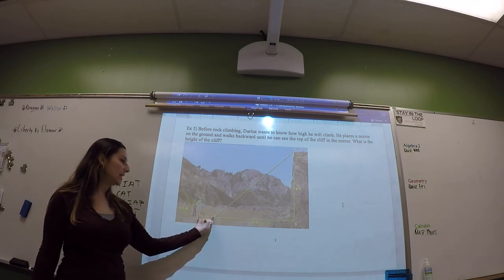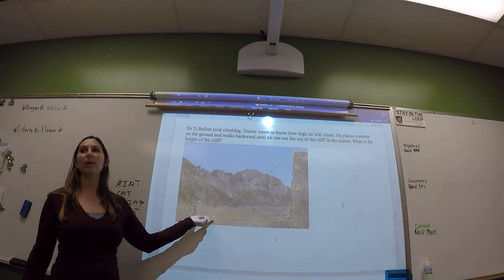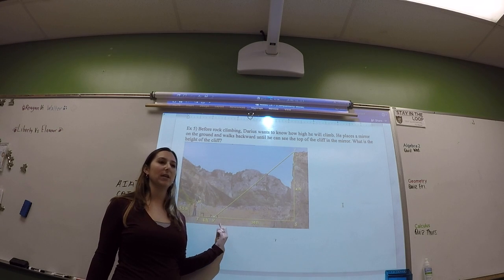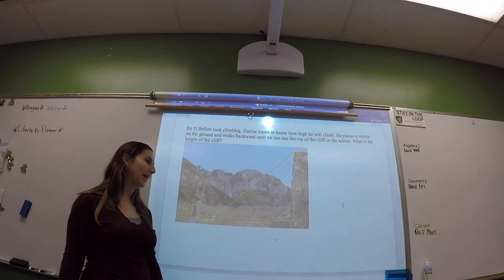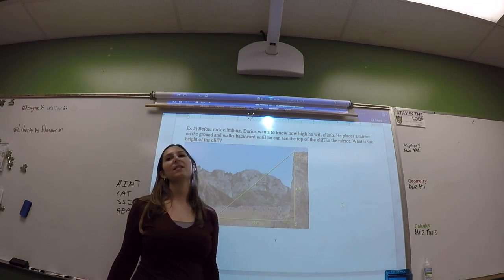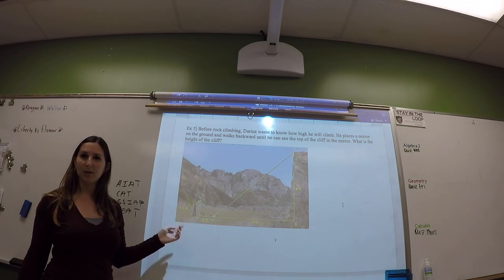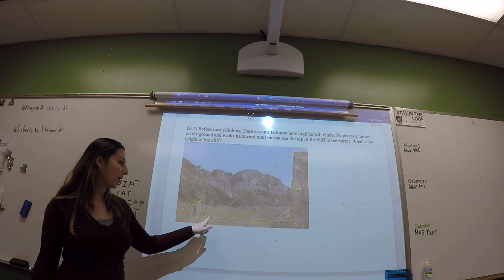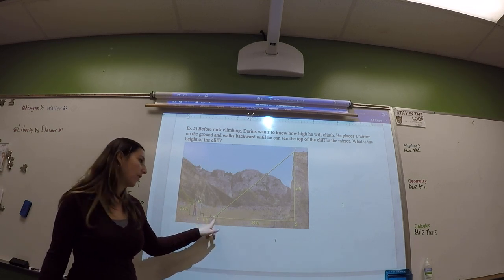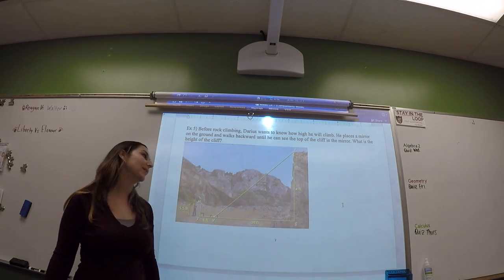Well, he can easily calculate how far he is from the mirror, and he can easily calculate how far he is from the base of the cliff, but he can't calculate how high it is because he doesn't have a tape measure that long, but he does know how tall he is. So he knows a thing or two. He knows how tall he is, he knows how far he is from the mirror, and he knows how far the mirror is from the base of the cliff, but he doesn't know how big the cliff is.